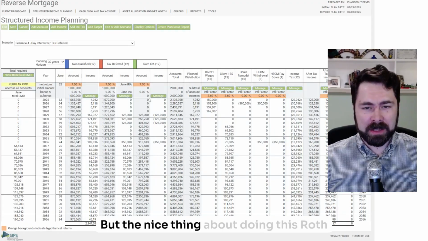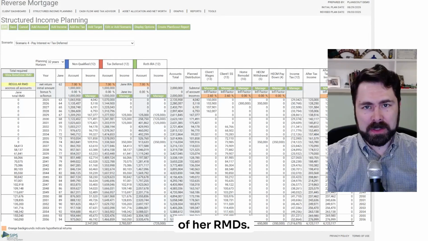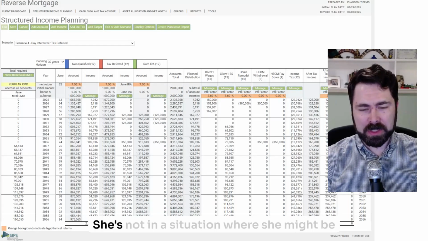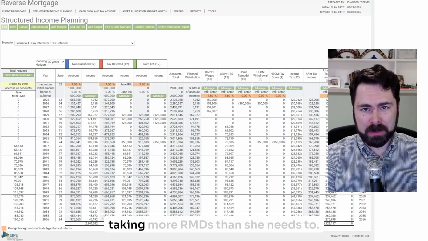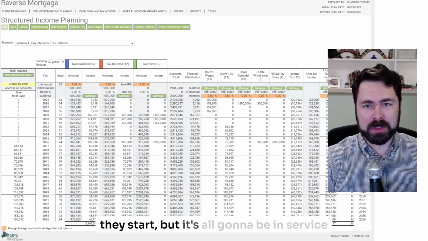But the nice thing about doing this Roth conversion now is she is at least using all of her tax-deferred assets to fund her lifestyle income. She's not in a situation where she might be taking more RMDs than she needs to. So yeah, she can pay a little more taxes once they start, but it's all going to be in service of supporting that lifestyle.